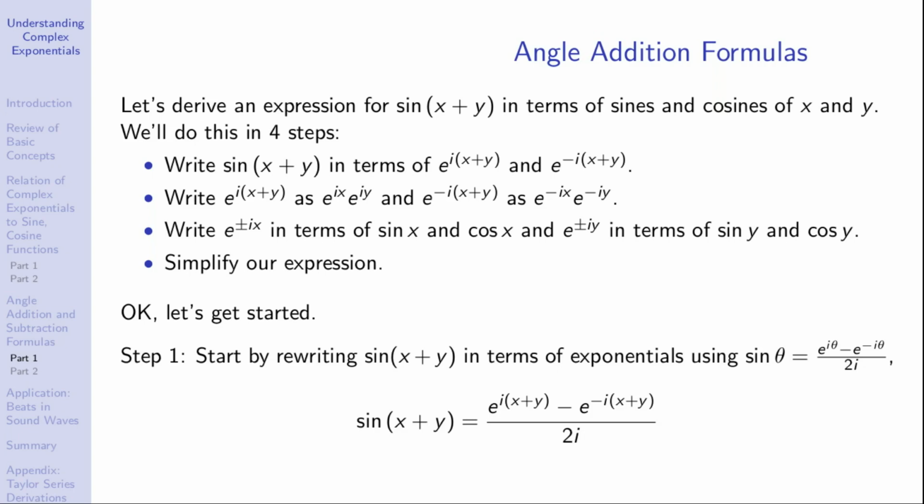Okay, let's get started. So, step 1. We'll start by rewriting sine of x plus y in terms of exponentials using sine theta equals e to the i theta minus e to the minus i theta, over 2i. So this gives us that sine of x plus y is equal to e to the i(x plus y) minus e to the minus i(x plus y), all divided by 2i.